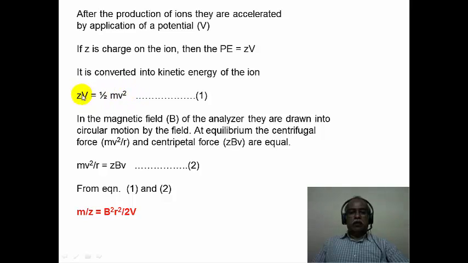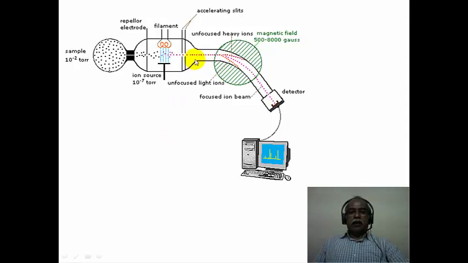Capital V and small v are distinguished in this case. Capital V corresponds to the applied potential, which is the acceleration potential. Small v is the velocity of the ions that is produced. In the magnetic field analyzer, they are drawn into a circular motion by the field. This is what I refer to as having a curvature in the motion of the ions in a magnetic sector. It takes a curvature.